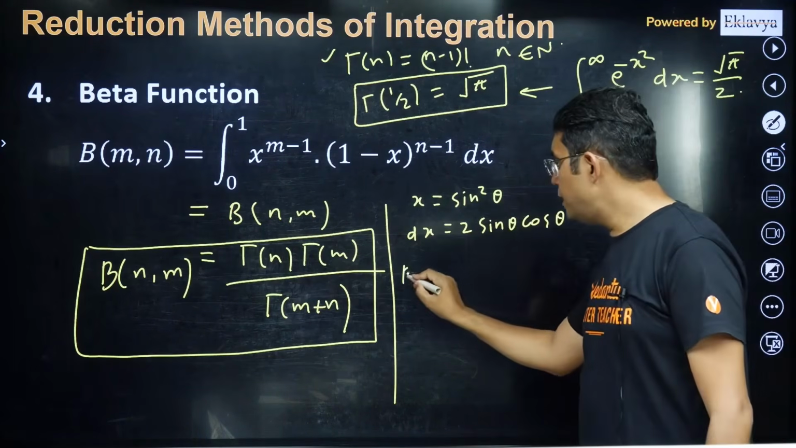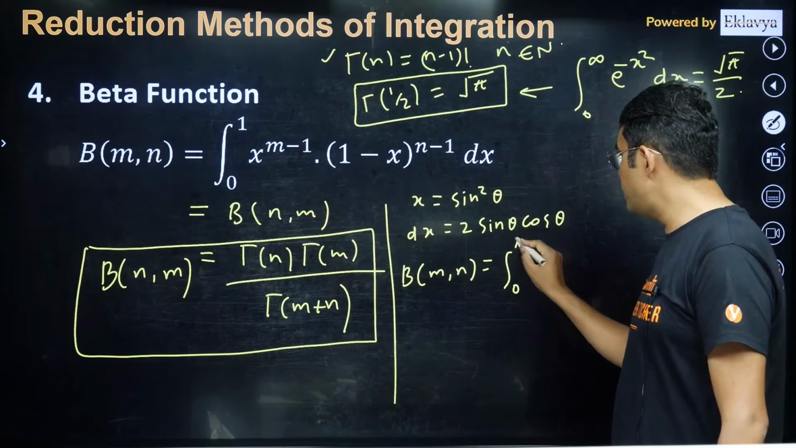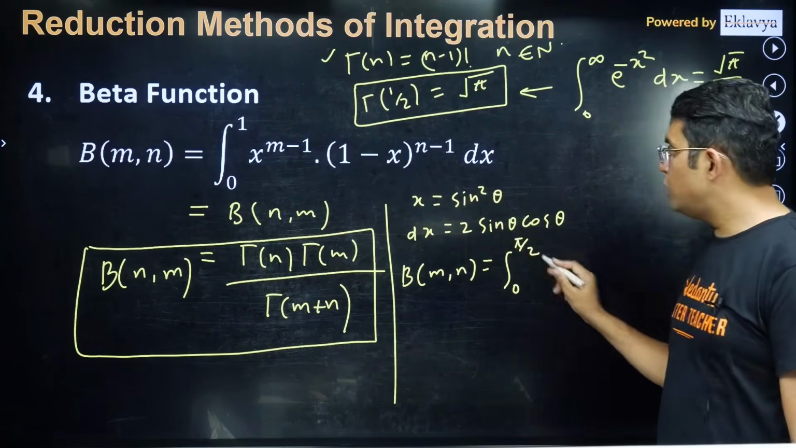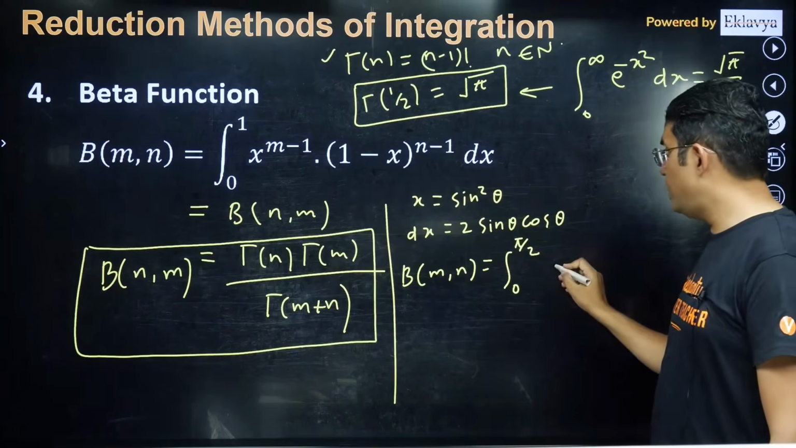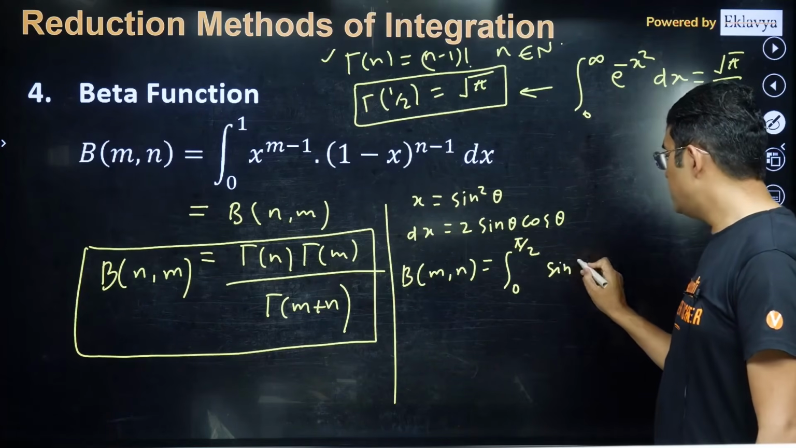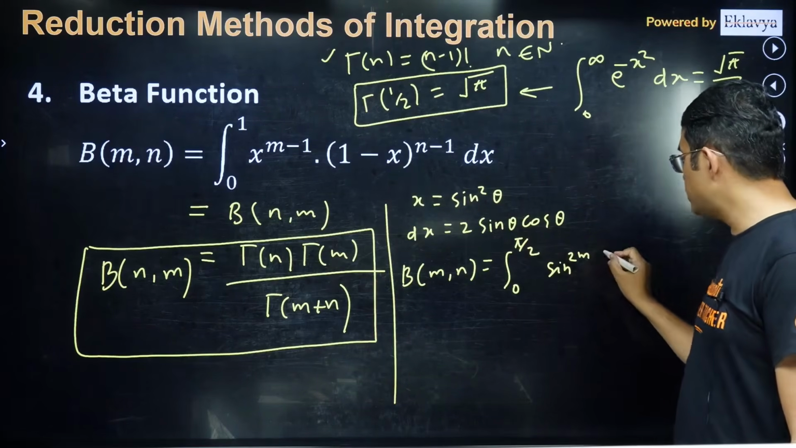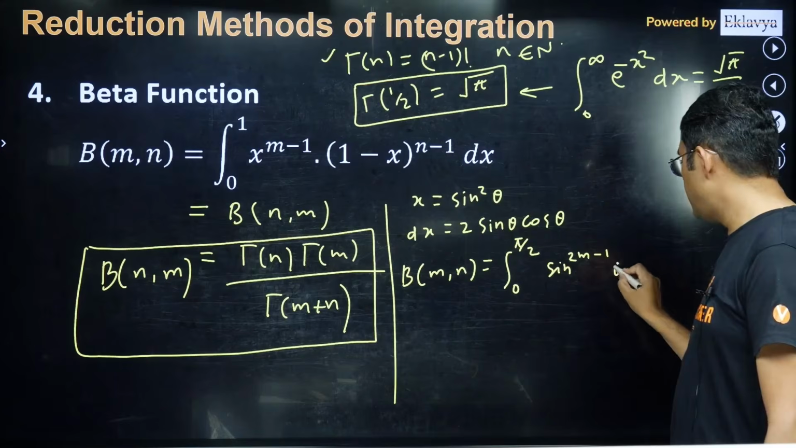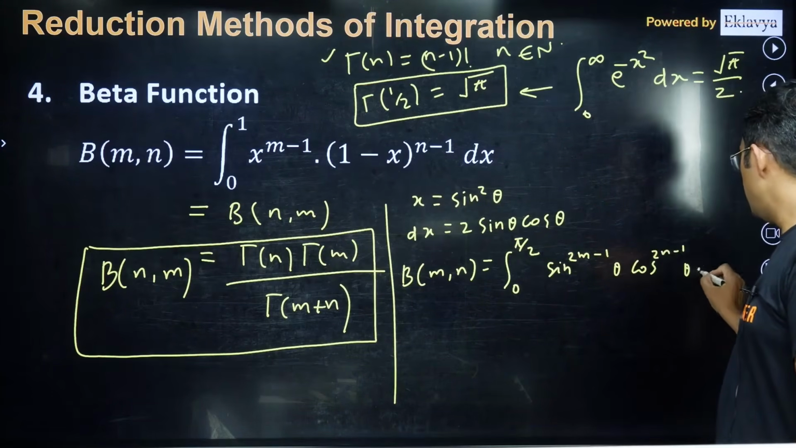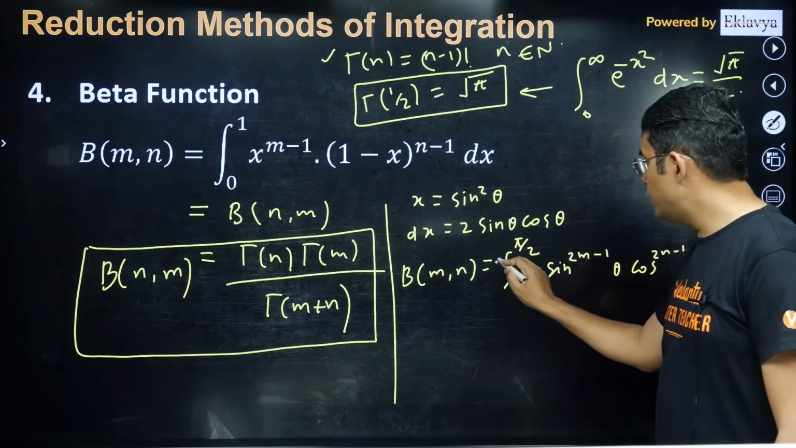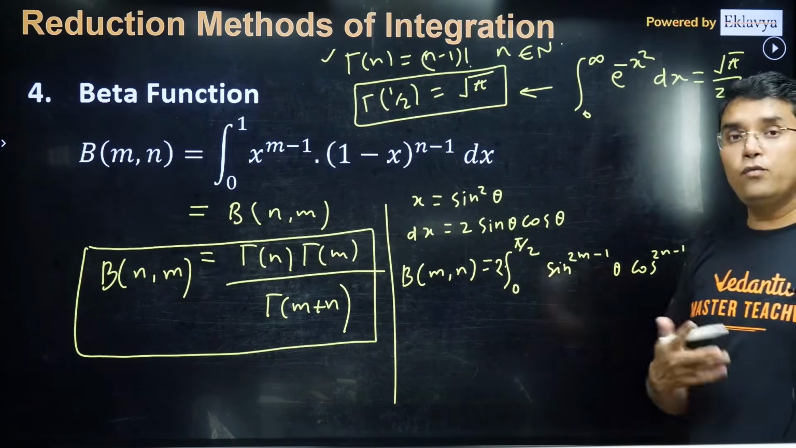So beta m comma n will be limit 0 to pi by 2, because when x is 0, theta is 0, and when x is 1, theta is pi by 2. Now x is sine square theta, so it will become sine raised to the power 2m minus 2, and one sine theta will come from dx also, so sine 2m minus 1 theta. Similarly for cos, 2n minus 1 theta d theta, and this 2 will also come, we can write it here. Now you can see this is exactly similar to what we did in Wallis formula.